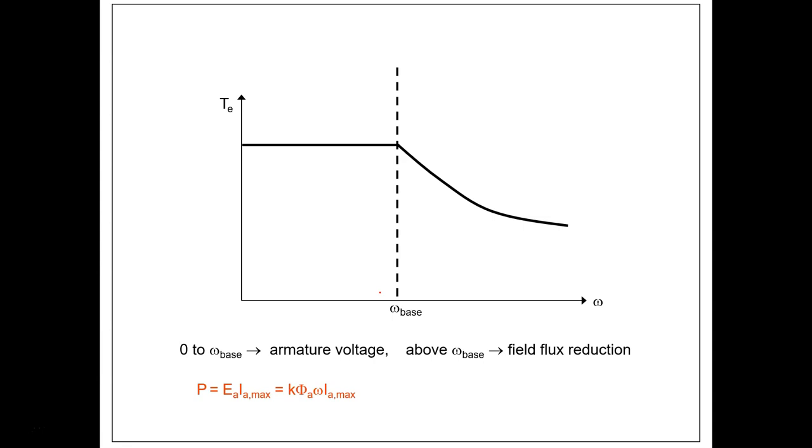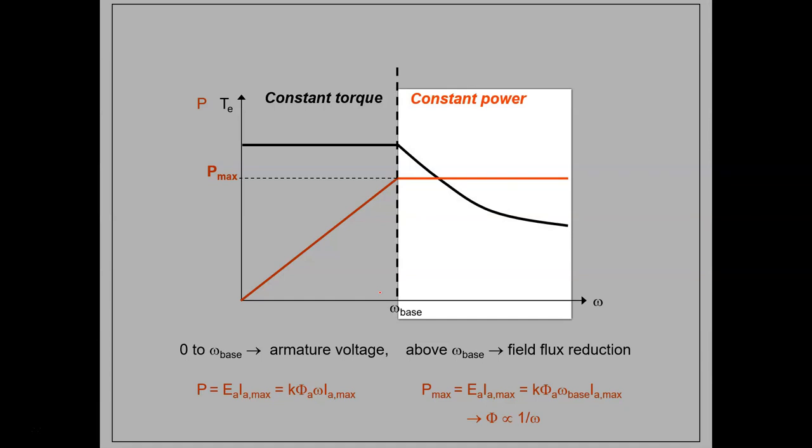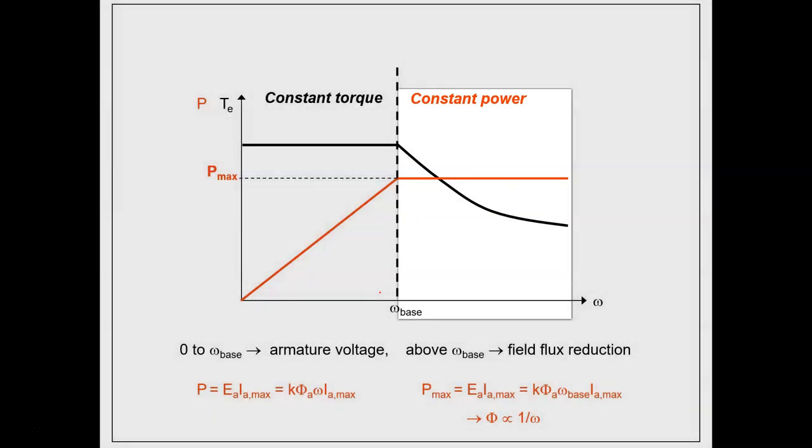Okay, once we reach the base speed, then we reach the maximum power of the machine. To further increase the speed, we have to maintain this maximum power. Therefore, we need to reduce the flux. The region here is called the constant torque region, and the region here is called the constant power region.